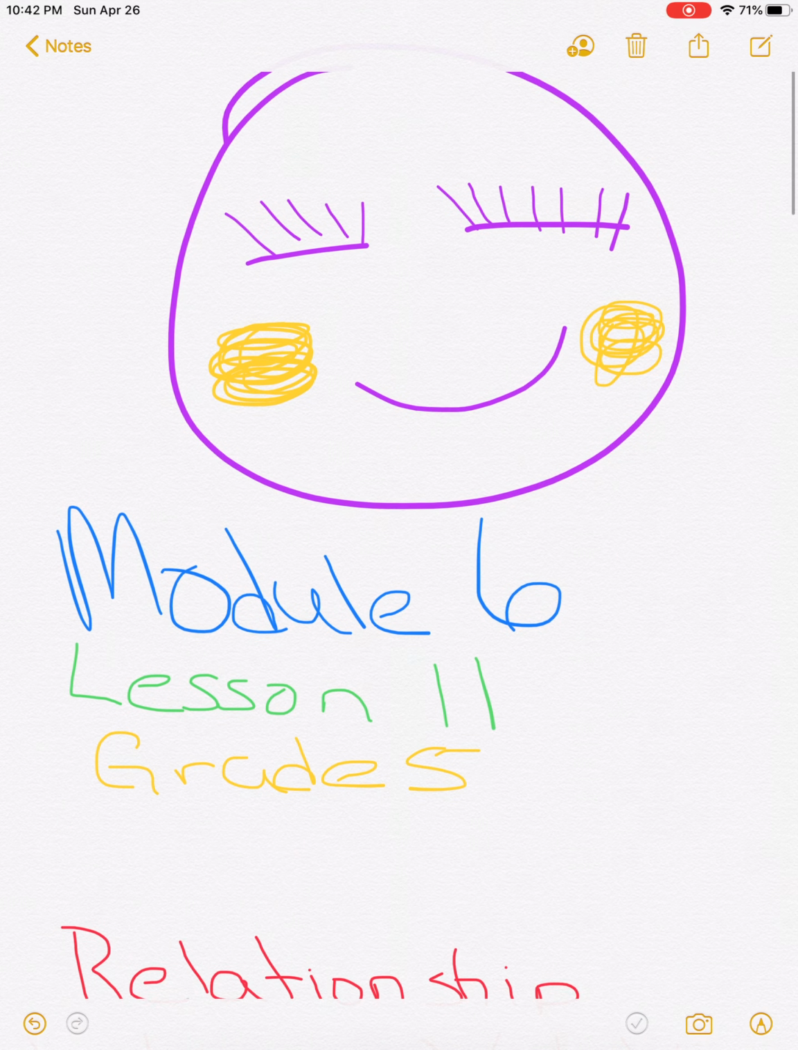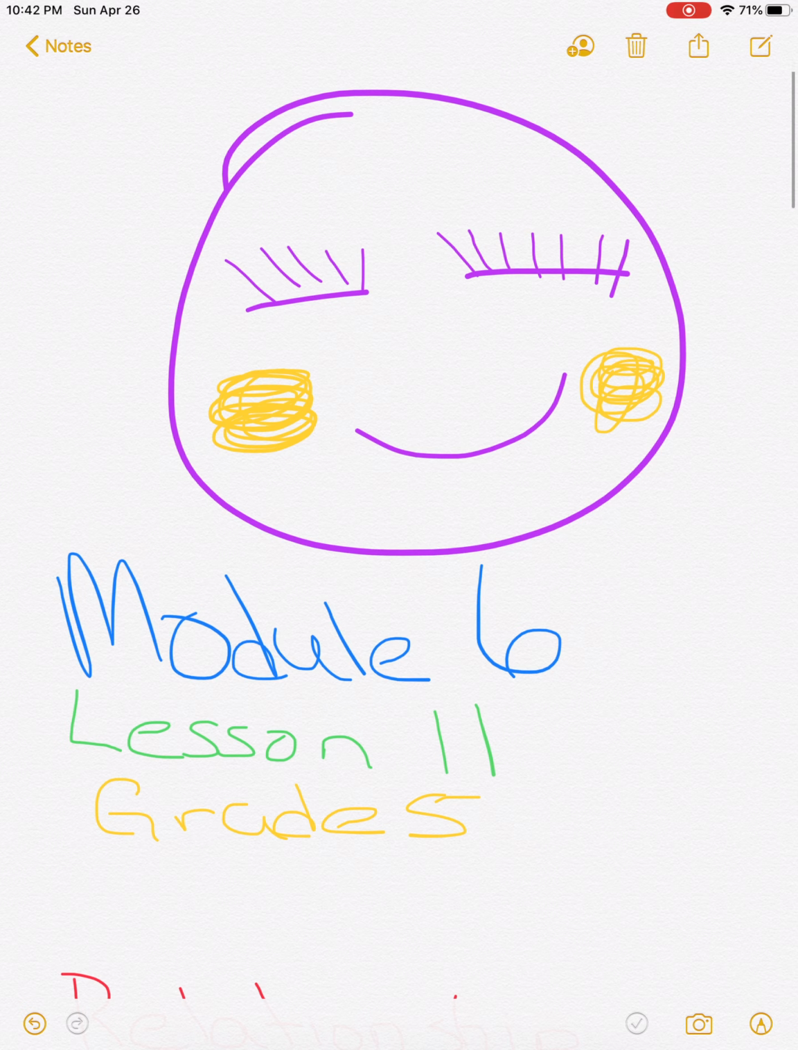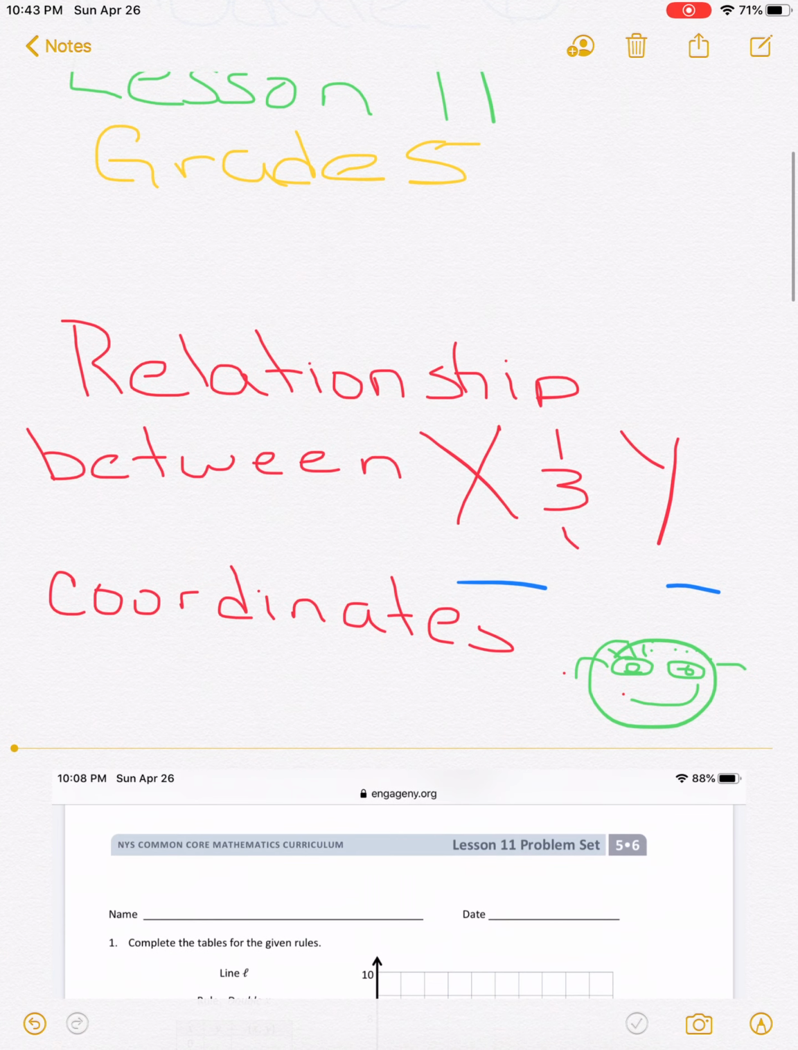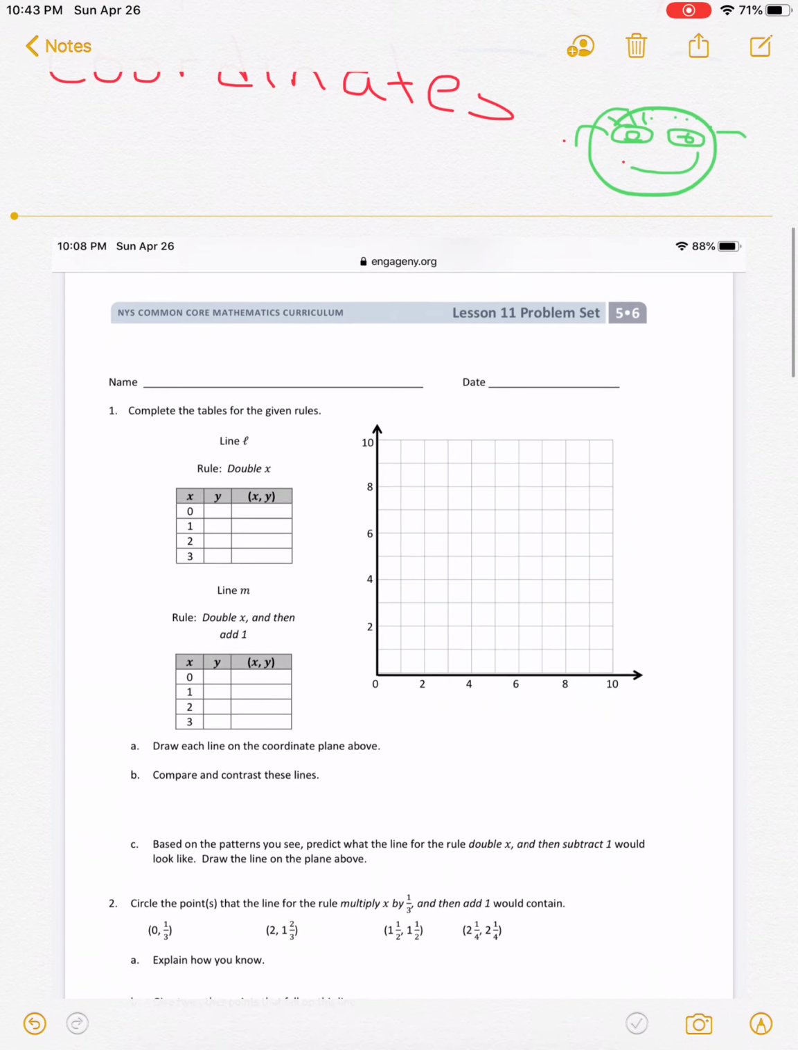All right, buddies, we are working on Module 6, Lesson 11, Grade 5. In this module, we're working on the relationship between x and y coordinates on a coordinate plane, using the algebraic rules that they have provided for us. So remember x plus 1 equals y. We were determining the relationship: what would be the y coordinates, the relationship between x and y coordinates, if we follow the given algebraic rule. Okay, so let's get started.